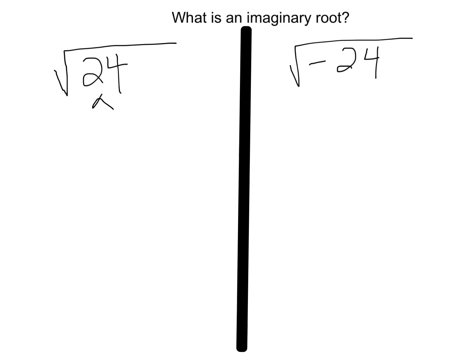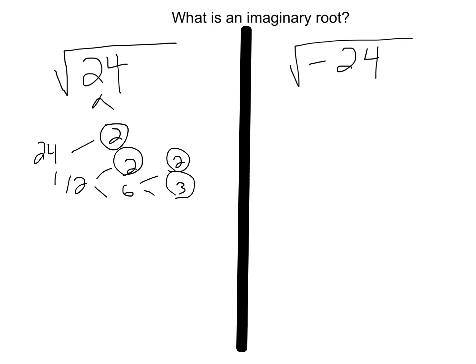we started with 24. You can do it any way you want, so let's say 2 and 12. Well, 2's all done. Then you break down 12 as 2 and 6. Then we broke down 6 as 2 and 3. Okay, so we put that under the radical. So 2 times 2 times 2 times 3.